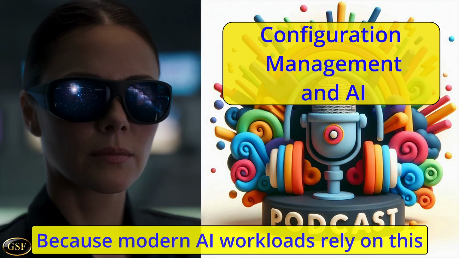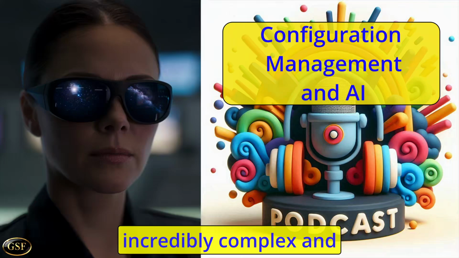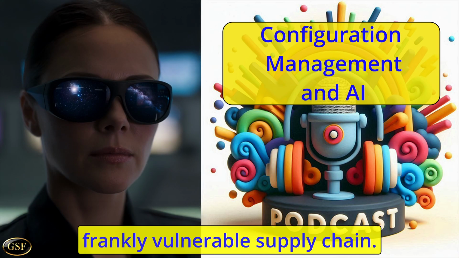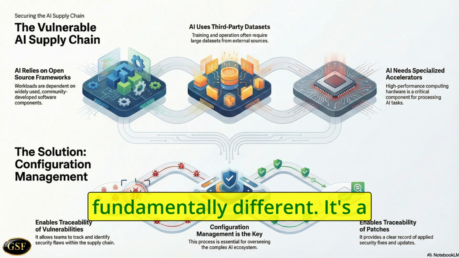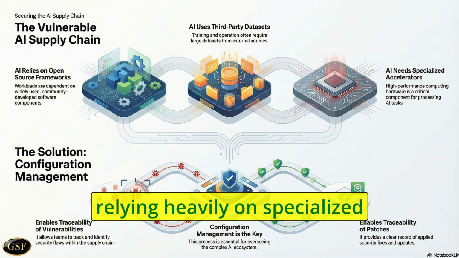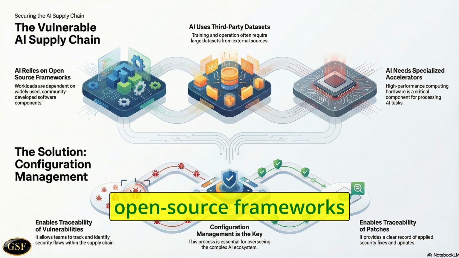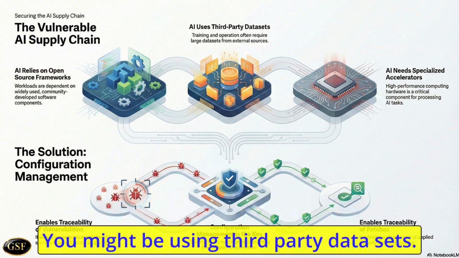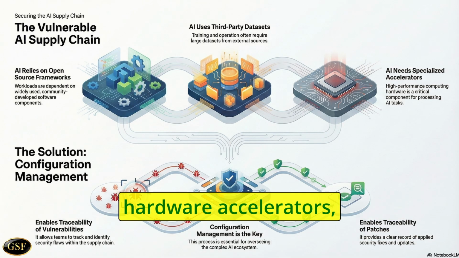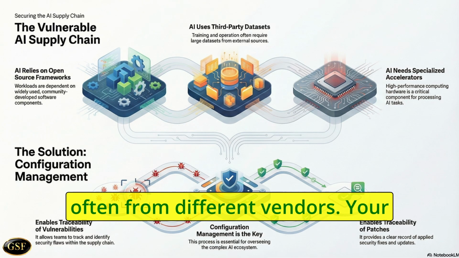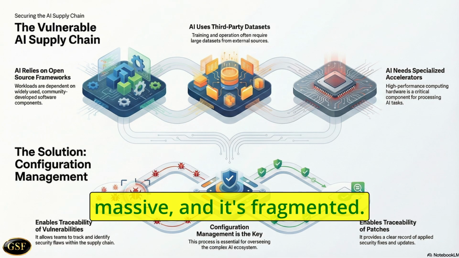Because modern AI workloads rely on this incredibly complex and, frankly, vulnerable supply chain. The risk landscape for AI is just fundamentally different. It's a dependency minefield. You're relying heavily on specialized open-source frameworks like PyTorch or TensorFlow. You might be using third-party data sets. Right, third-party data sets, specialized hardware accelerators, often from different vendors. Your attack surface is massive and it's fragmented.